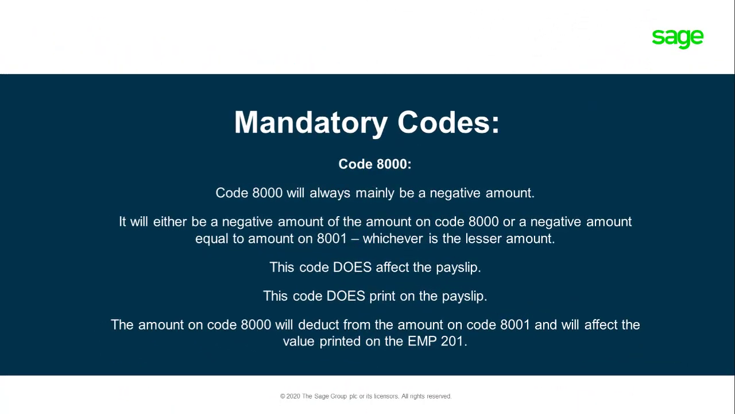The code 8000 will mainly be processed as a negative. This amount does affect the payslip and will print on the payslip. The amount on code 8000 will either be the negative of the amount on code 8002 or the amount on code 8001, whichever is the lesser amount. The code 8000 will deduct from the code 8001 on the EMP 201.